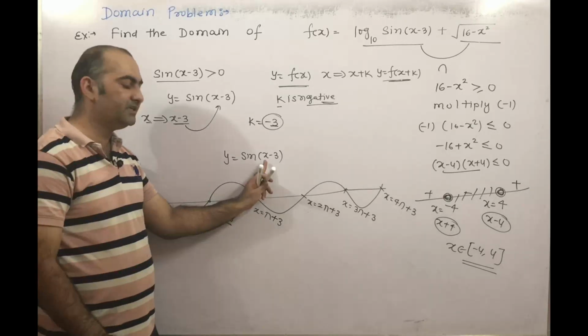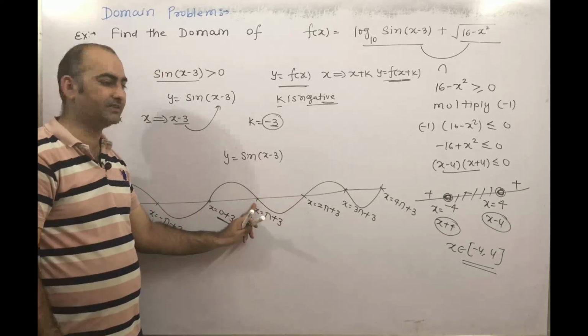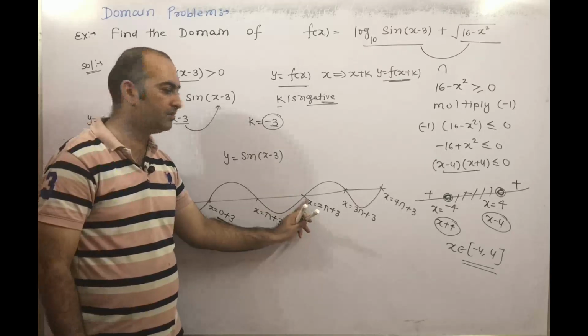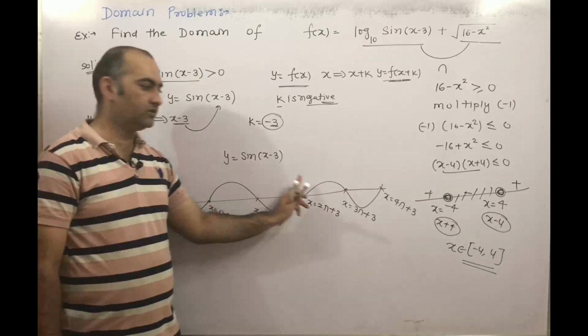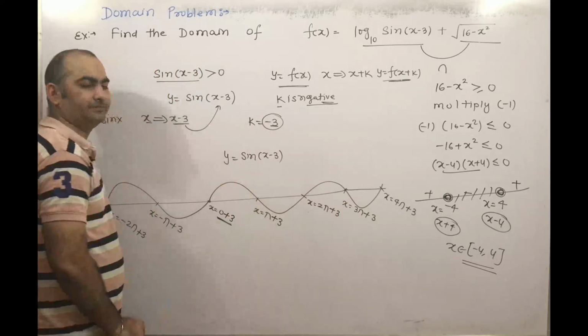If I put pi plus 3, then pi plus 3 minus 3, sine pi is 0, so it will come on the x-axis. Similarly, if I put 2 pi plus 3, then also y will be 0, so here only it will come. Similarly, for 3 pi plus 3 this will also be 0. So this graph is y equal to sine of (x minus 3).